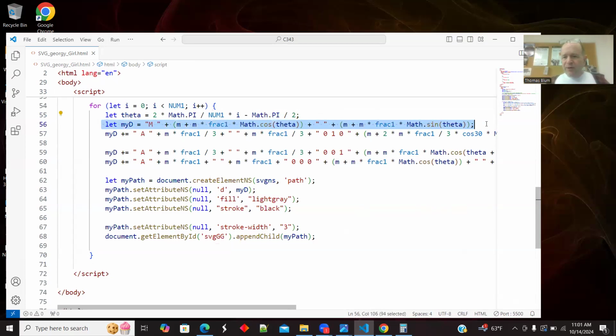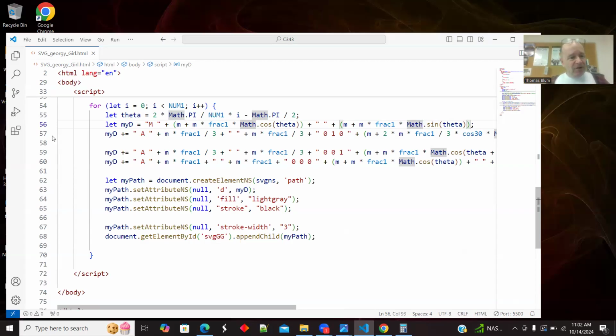I need a starting point. That's what my M is. M is the center, and then M times the fraction times the cosine of theta and the sine of theta. So that gives me those points on the edge of my circle, sort of marked off like every 60 degrees.